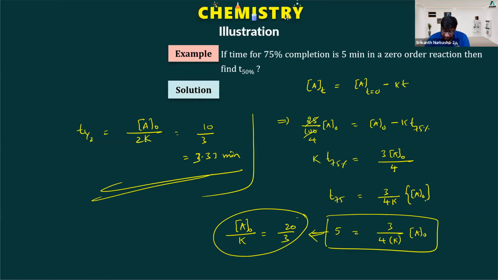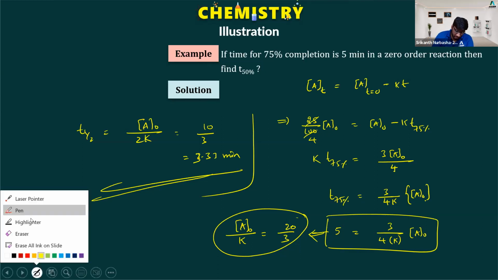20 by 3 is the time required for the completion of 75%. Concentration of A naught by K is 20 by 3, which is obtained by using the formula t 75% equals 3 by 4K into concentration of A at time t = 0. From there, you have to calculate the t half. T half is concentration of A at time t = 0 by 2K. So that is 3.33 minutes.